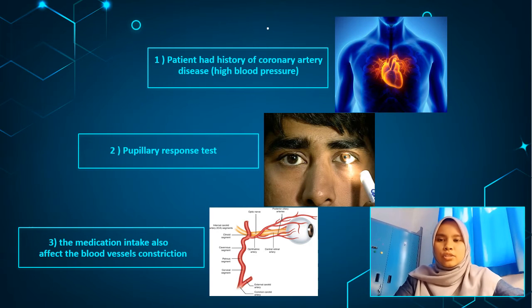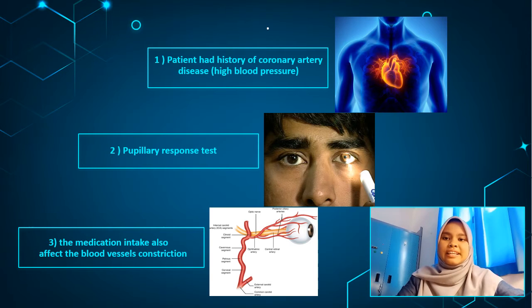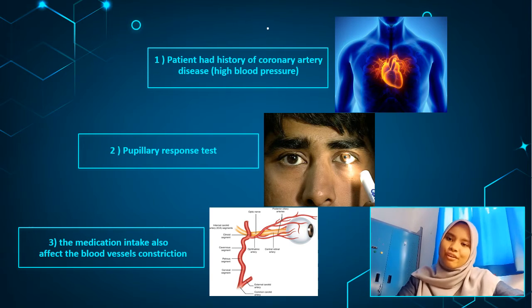Firstly, this patient had a history of coronary artery disease, which is high blood pressure that we predict. He said that before, he had undergone endovascular stenting surgery of the left carotid artery, which is the same side as the structure affected in the eye, which is the left central retinal artery.